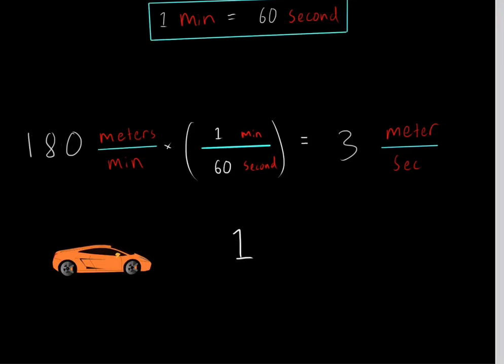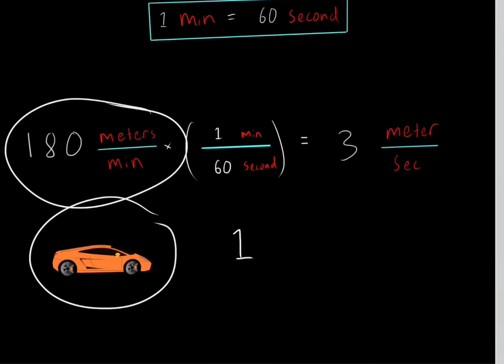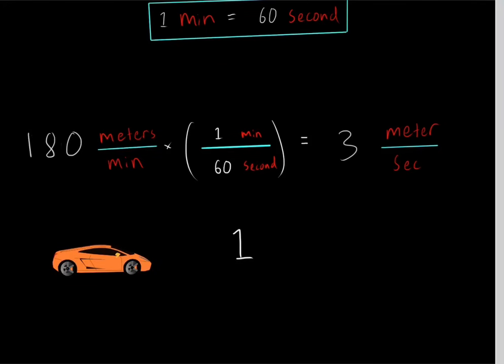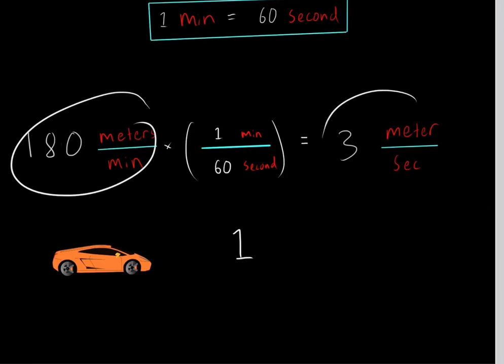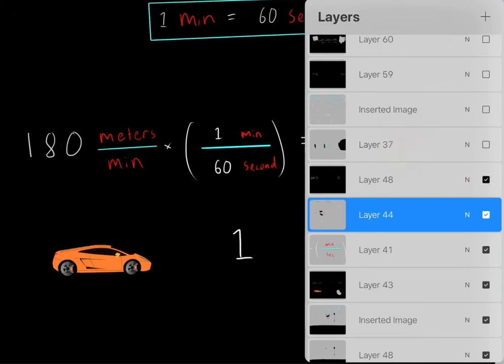So now we just do the math. 180 times 1 divided by 60 equals 3. So now we know if this car is traveling at a velocity of 180 meters per minute, that means it travels at 3 meters per second. These both physically represent the same thing. All we've done was change the units.